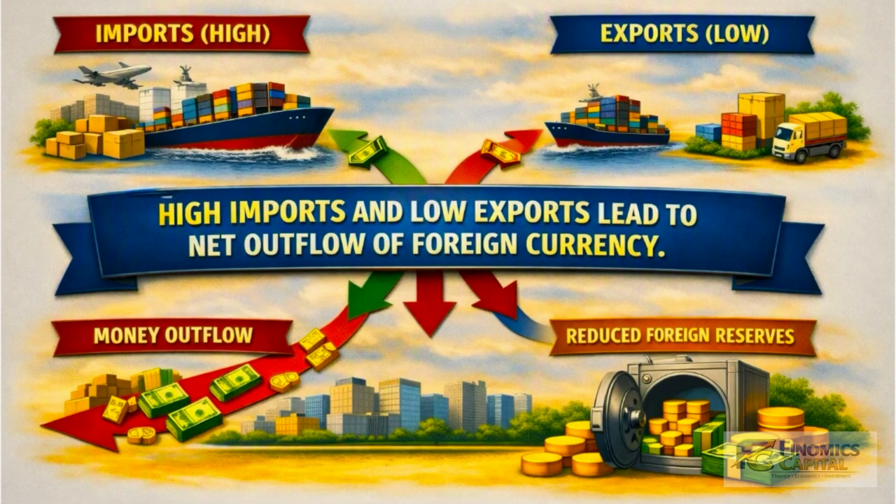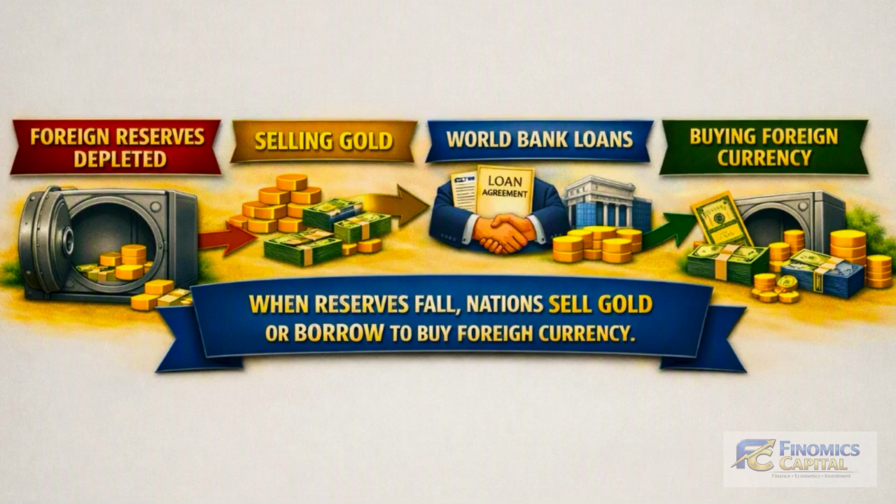If imports are high, exports are low, and less money is coming into the country or more money is going out of the country, then the country will have to sell gold or take loans from the World Bank to buy foreign currency in exchange for domestic currency.